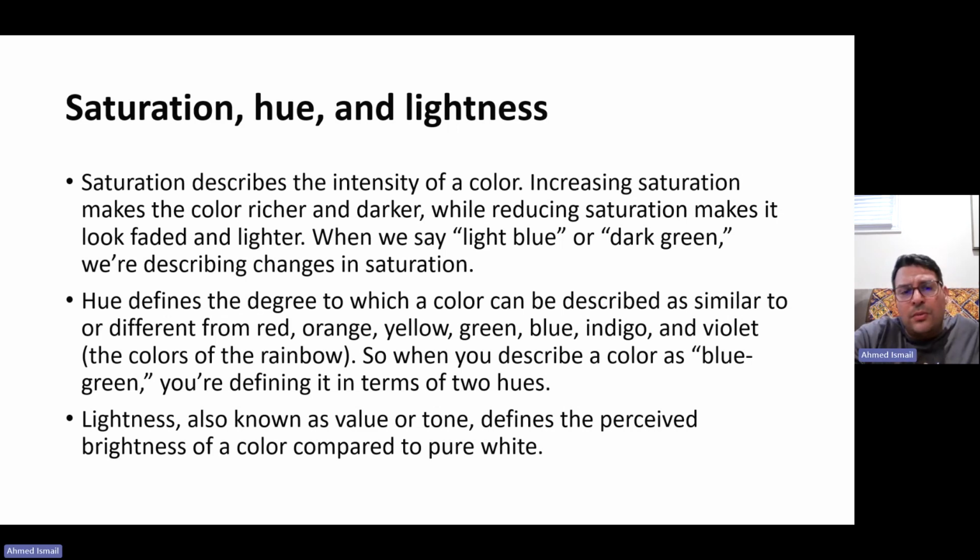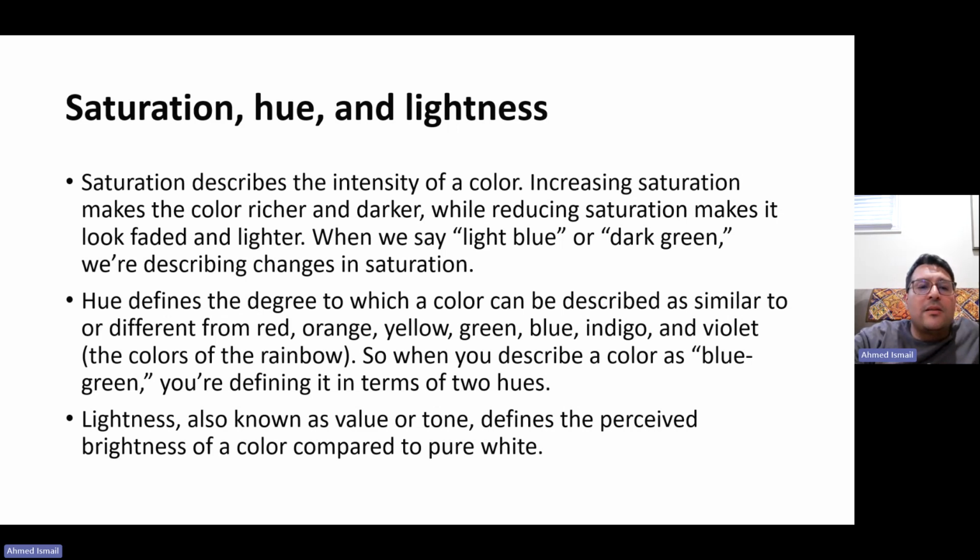Okay. Hue, you will always hear hue. Hue is just like color. This is another name of the color. You can say red hue or red color, same thing. So hue defines the degree to which a color can be described as similar to or different from red, orange, yellow, green, blue, indigo, and violet, the colors of the rainbow. So when you describe a color as blue-green, you are defining it in terms of two hues. I mean, this paragraph is really stupid. A color is a hue, a color is a color. So a red hue or red color, the same names.